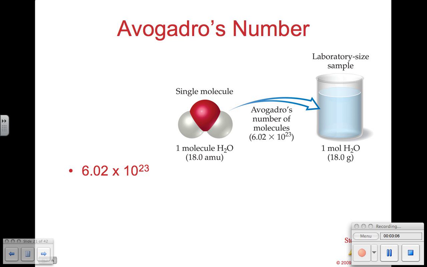And this is that connection: if we have one molecule of water, it has a formula weight or a molecular weight of 18.0 AMUs, but if we multiply that by Avogadro's number, then it's equivalent to 1 mole of water, which is 18.0 grams. So formula weight and molar weight are connected using Avogadro's number.